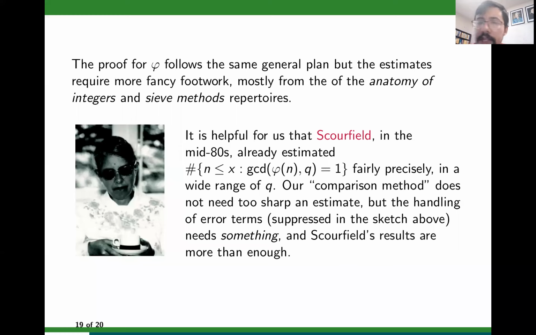Now, as I said, because we're doing this kind of comparison method, we don't need extremely precise estimates for the denominator to make the argument work. But there are error terms which were completely suppressed in my sketch, and to handle the error terms, you do need to have some estimates. They don't have to be incredibly sharp, but you need something. And actually, Scourfield in the mid-'80s already estimated this denominator quite precisely, and her work is more than enough for what we need to carry things through.